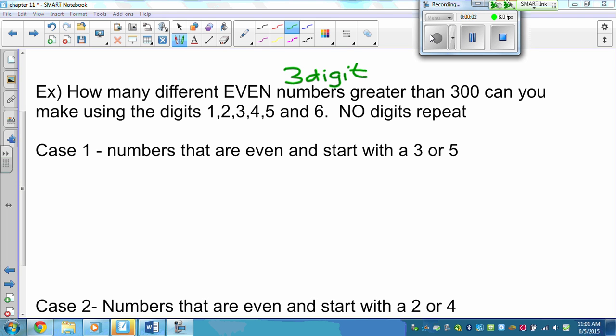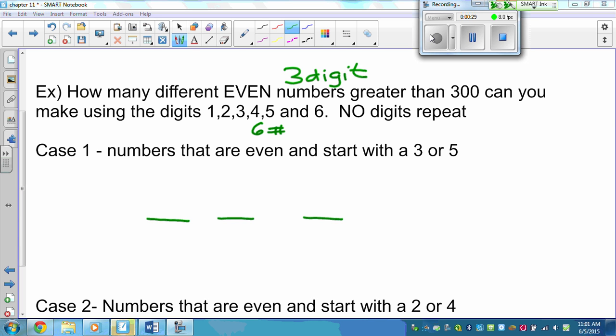Okay, here is the very last page of your notes from 11.1. So it asks how many different even numbers greater than 300, sorry, I'm going to change it to even 3-digit numbers greater than 300 can you make using the digits 1, 2, 3, 4, 5, and 6, and no digits are allowed to repeat. Okay, so you'll see here there's 6 different numbers we can choose from. They have to be 3 digits.